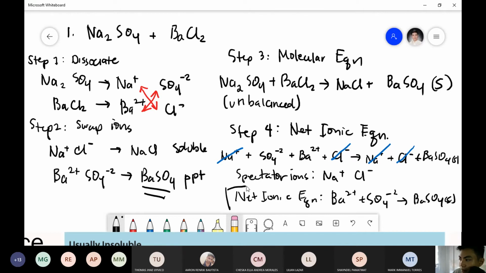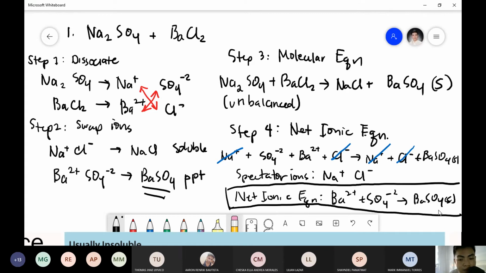Okay? So, yan. That's how you do it. So again, basically the principle of this lesson is that this is a double displacement reaction. And after you do the double displacement reaction, anong gagawin mo? You check for precipitates, okay? So you look at the solubility rules. If kaya nyo kabesaduhin, better. If hindi kaya kabesaduhin, that's fine with me.